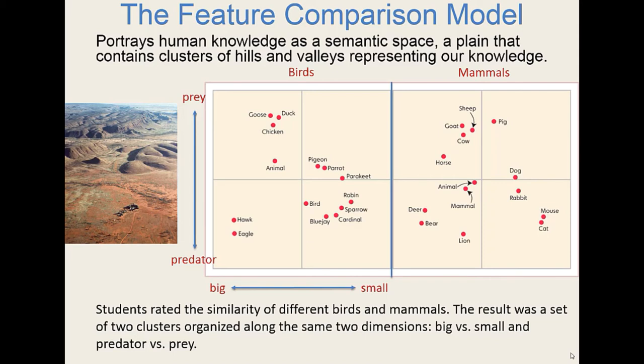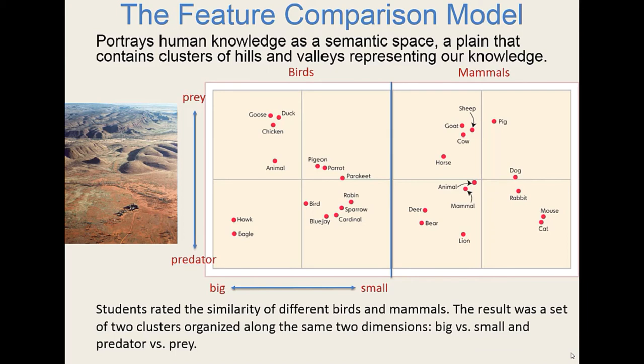And so imagine a big plain that contains little hills and valleys where knowledge and concepts that we already know about are sort of clustered together. So you can think of the hills as areas where there are groups of concepts that are closely related, and then the valleys are the spaces in between different types of concepts.